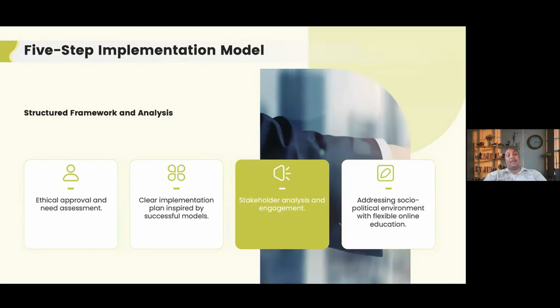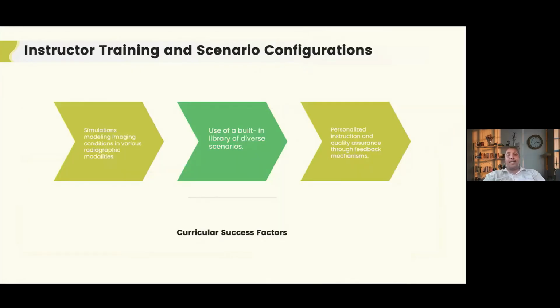There are 5 simple steps to implement these models, starting with structuring the framework. Then after that, we create implementation plans and stakeholder analysis. We get feedback from the students, and we use it as an improvement plan for new techniques. Also, instructors in training can create scenarios and configurations for real conditions, and this is very helpful.